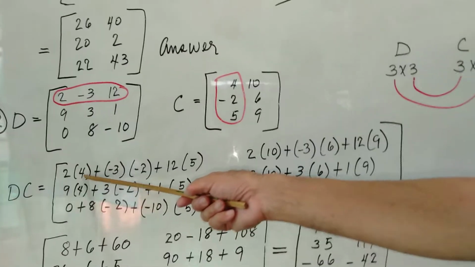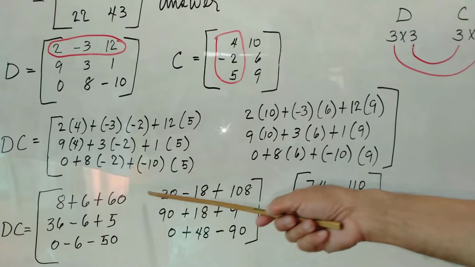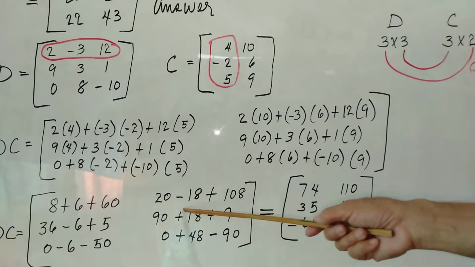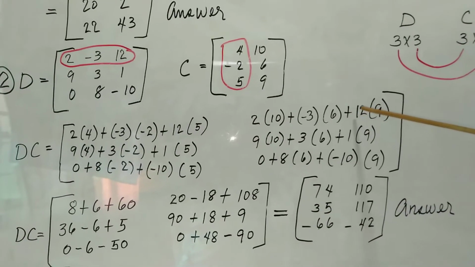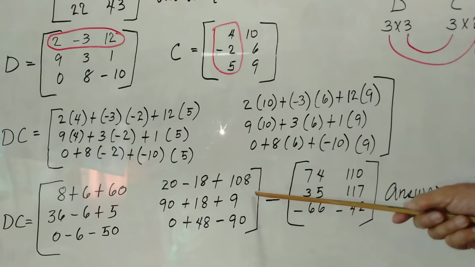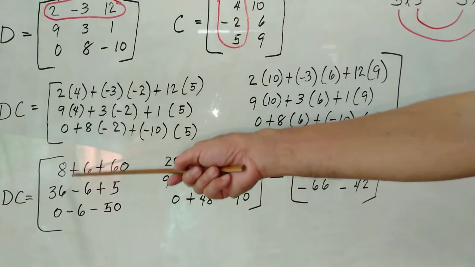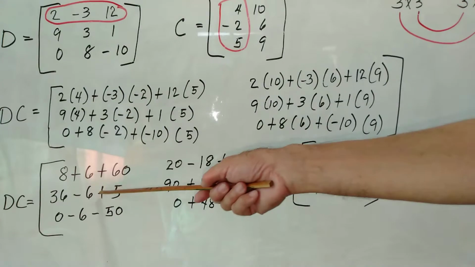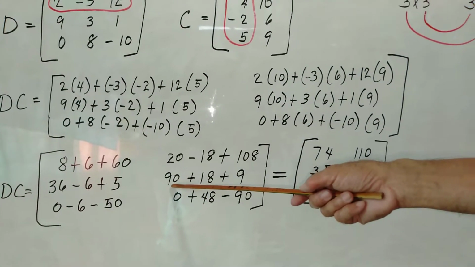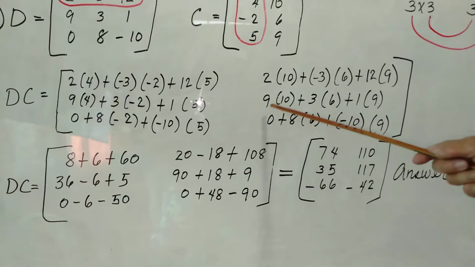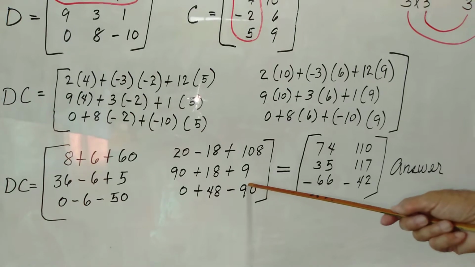Combine all these terms. 2 times 4 is 8, negative 3 times negative 2 is 6, 12 times 5 is 60. 2 times 10 is 20, negative 3 times 6 is negative 18, 12 times 9 is 108. For the second row, 9 times 4 is 36, 3 times negative 2 is negative 6, 1 times 5 is 5. 9 times 10 is 90, 3 times 6 is 18, 1 times 9 is 9.